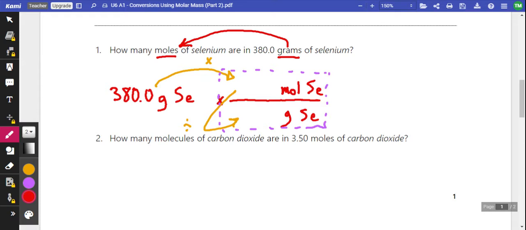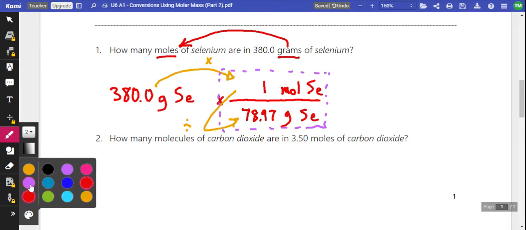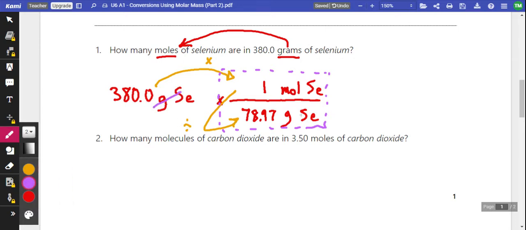All right, selenium has a molar mass of 78.97 down at the bottom of its little element block. That means it has a mass of 78.97 grams for every 1 mole of selenium that there is, for every 6.02 times 10 to the 23rd particles. Okay, so we got that taken care of. Our units here, again, should cancel. Grams of selenium should go away. I should be left with moles of selenium. So all I have to do is work out the math.